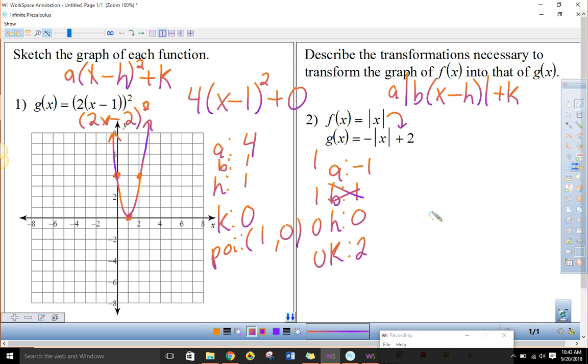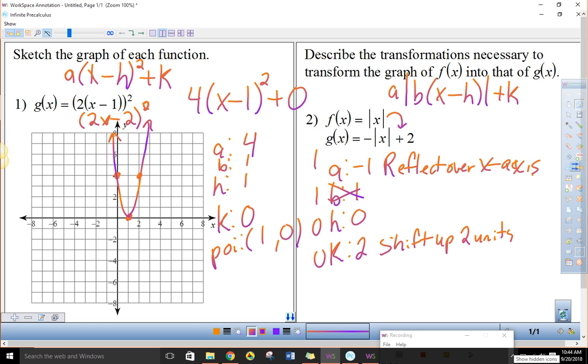So this is different. What happened here? Very good. Reflect over x. And 1's good, 0's good, 2. What happened here? Shift up 2 units. Perfect. I think that's kind of like a nice standard thing. Whenever I hit these problems, I always write down A, B, H, K and write what happens to them. You feel pretty good about that? You ready to crush some practice?